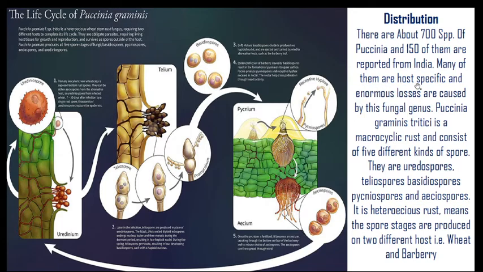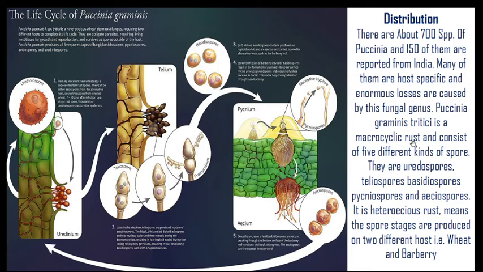Many of them are host specific. What is meant by host specific? To complete their life cycle, they need specific hosts, such as sugarcane, barberry plant, or another plant. Due to its pathogenic attack, crop plants go through enormous losses caused by the fungal genus Puccinia.